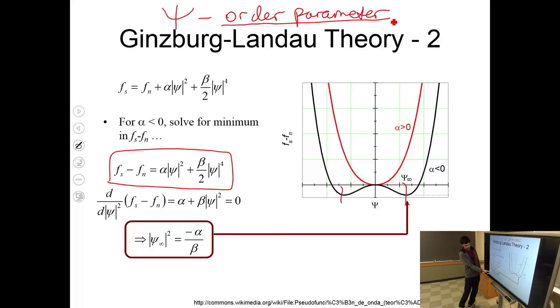Okay, so there is actually a position for the minimum, which is minus alpha over beta, is what this theory will tell you the order parameter should be. And that means you can understand what alpha and beta should be if you know the BCS theory. If you know what to expect from the order parameter, from psi, then you can figure out alpha and beta if you have that other part.